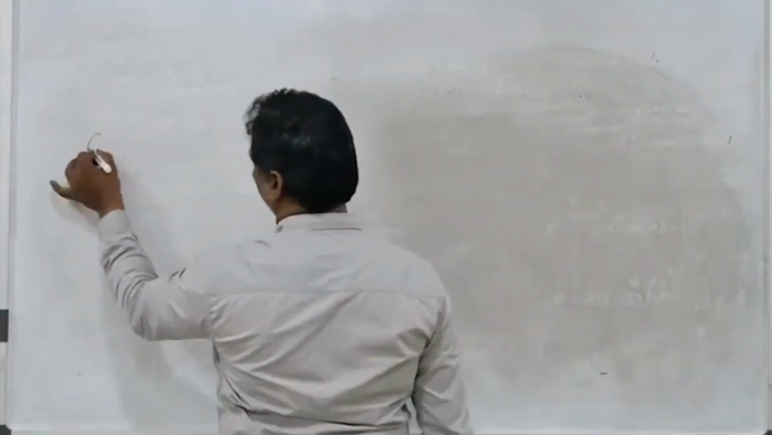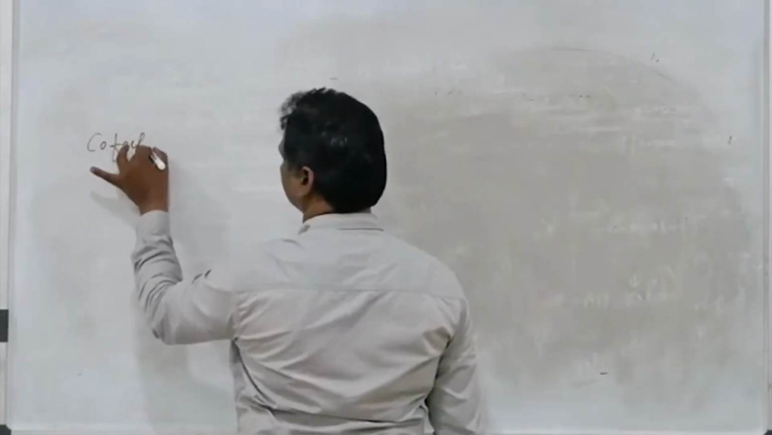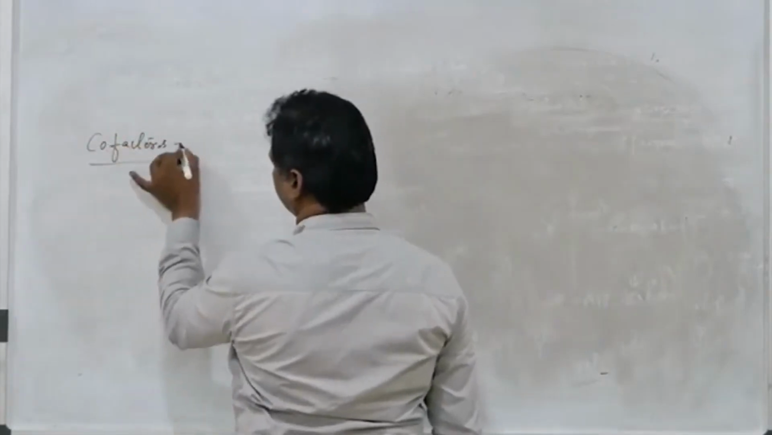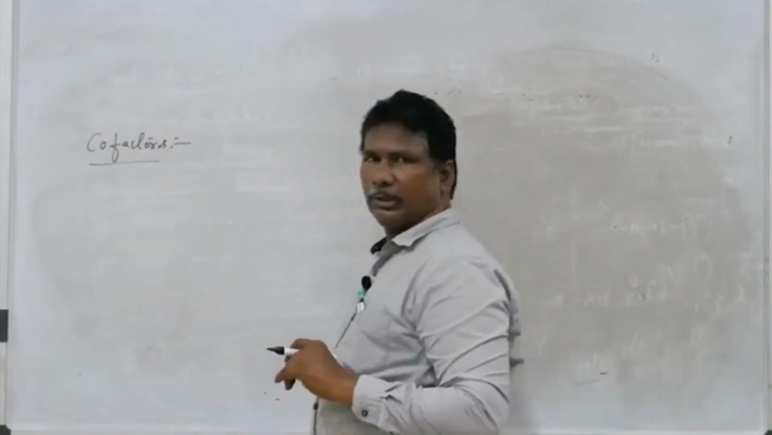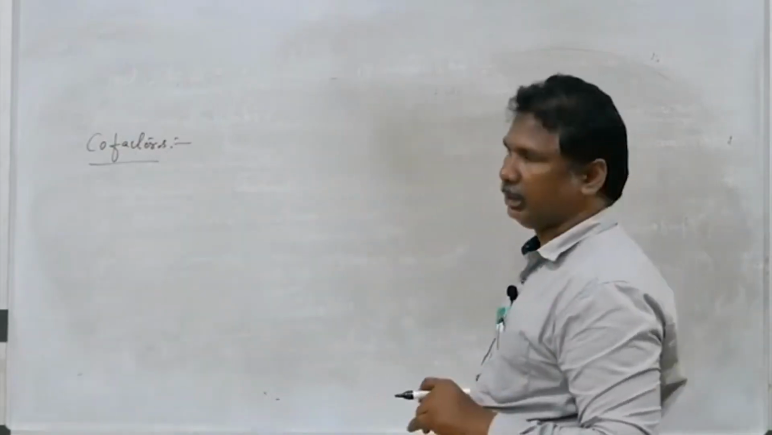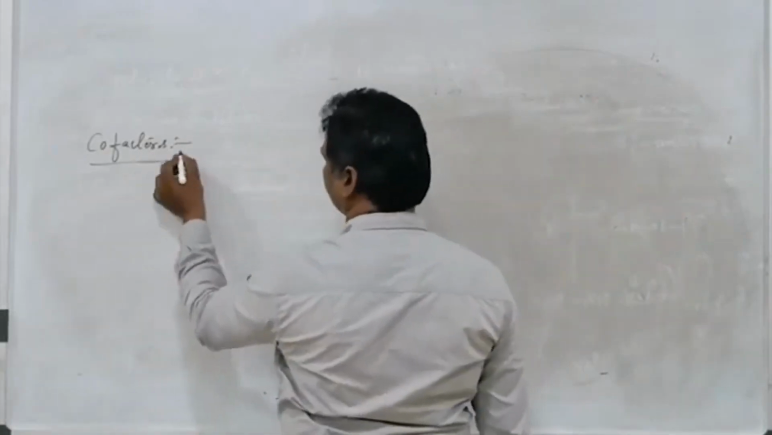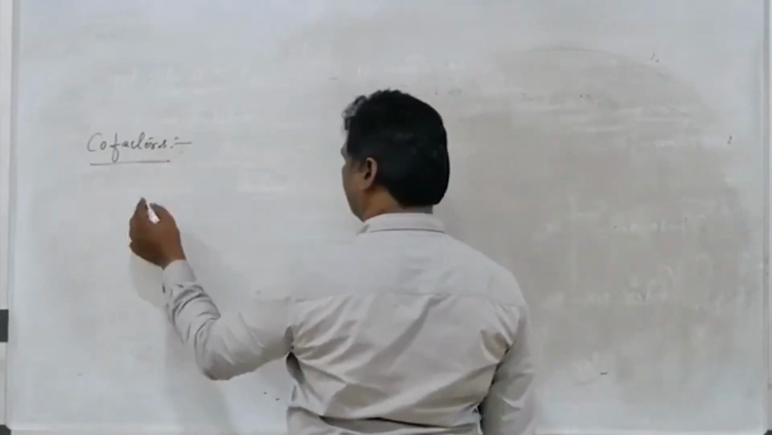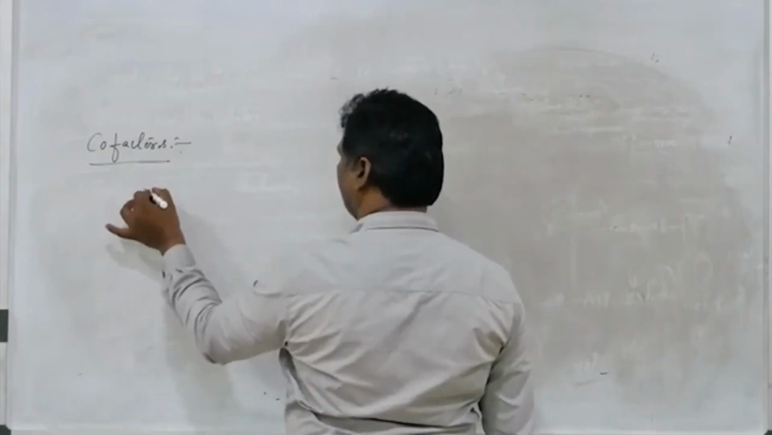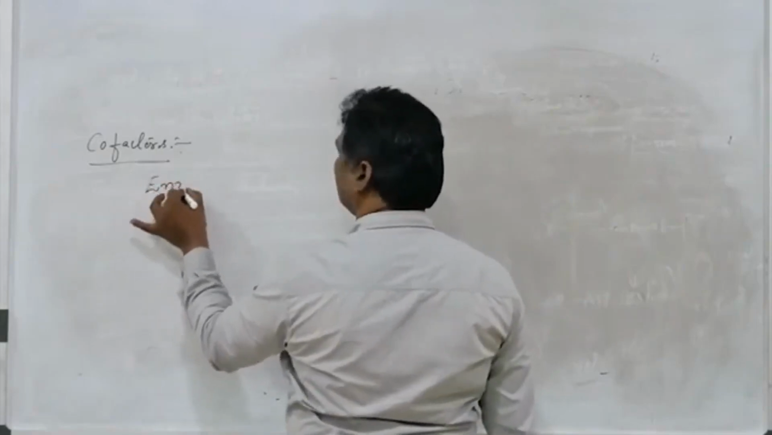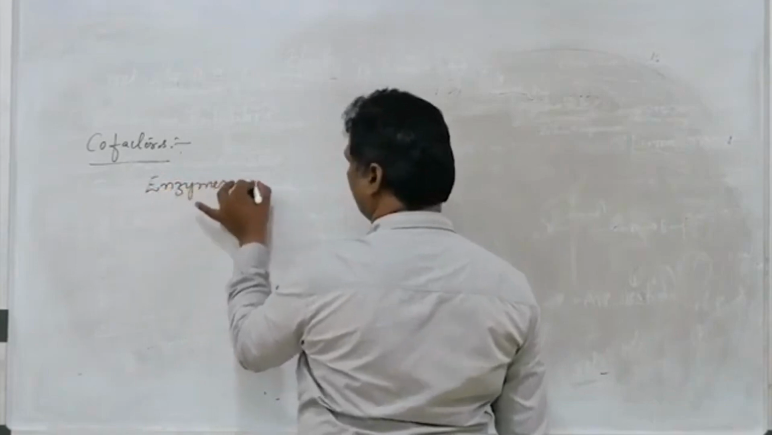So another topic, cofactors. This is also a most important question in NEET 2019, where a bit is obtained from cofactors. So before going to cofactors, you can see that generally enzymes are made up of proteins.